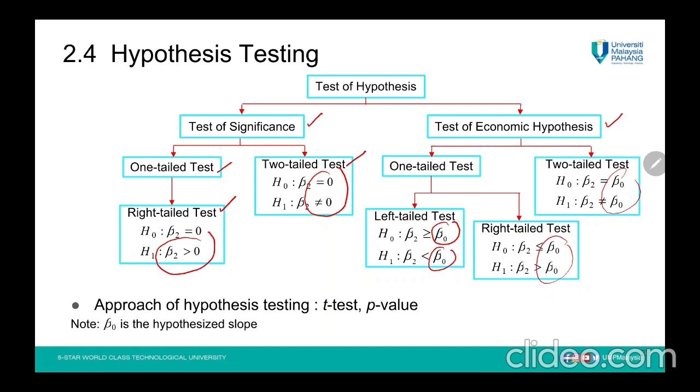The approach used for the test of significance is either t-test or p-value, depending on the instruction given by the question. While the approach for the test of economic hypothesis can be conducted using t-test only. That's all for now. The examples for hypothesis testing will be presented in the next video. Thank you.